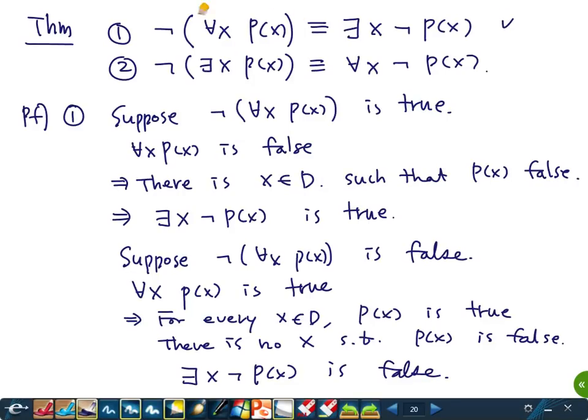So this is basically the proof of this. We just showed that if this is true, this must be true. And also, if this is false, then this must be false. That means they always have the same truth value. If this is true, this is also true. If this is false, this is false. The second one can be proved in the same way. Any question? But this is merely rephrasing an equivalent statement.